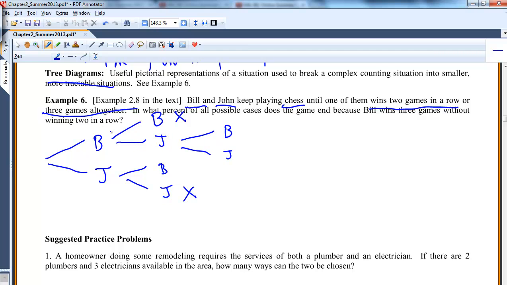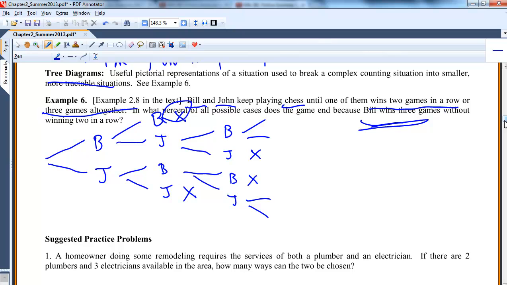So this branch is still going. John has won 2 in a row, so we stop. Same deal here. Bill or John. Bill has won 2 in a row, so we stop. This branch keeps going, but it's not going to go much further. And then again, I'm just looking at what percent of all the cases has a game ending with Bill winning 3 games. But the way I'm doing this is building a tree. I think it would be a little bit tough to do it without mapping out the situation.